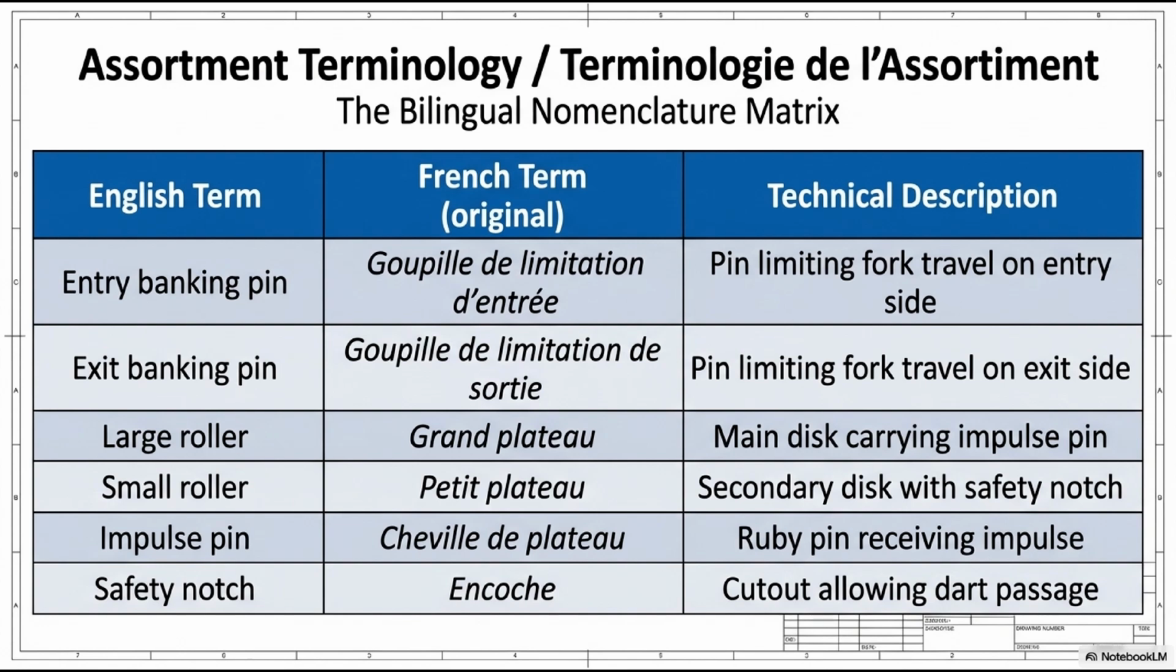The impulse pin, cheville de plateau. Cheville means pin or peg. The safety notch, encoche, simply means a notch or cutout.